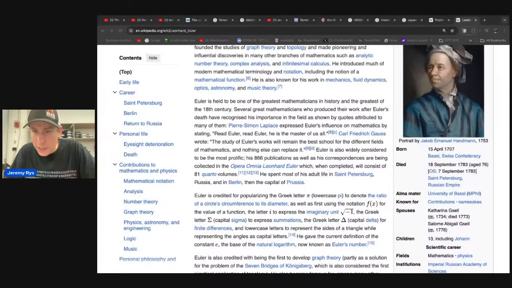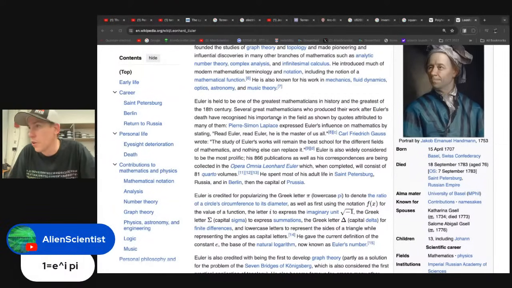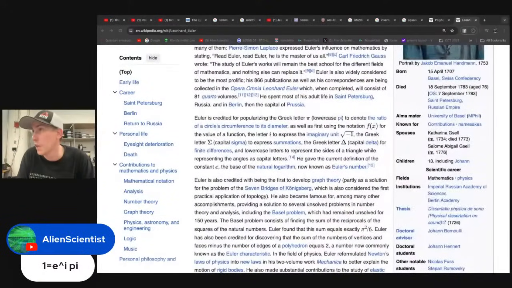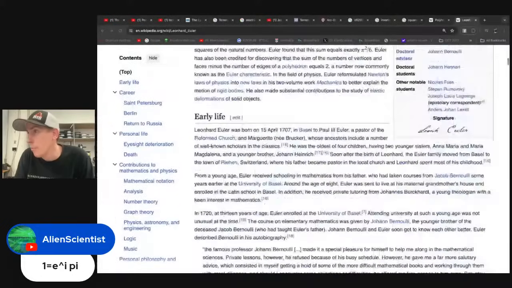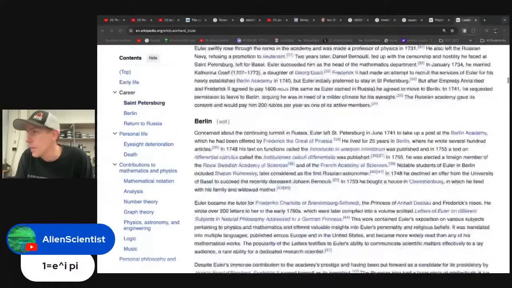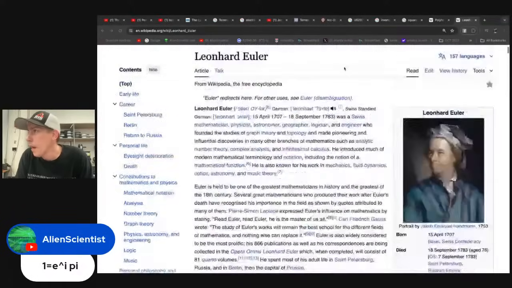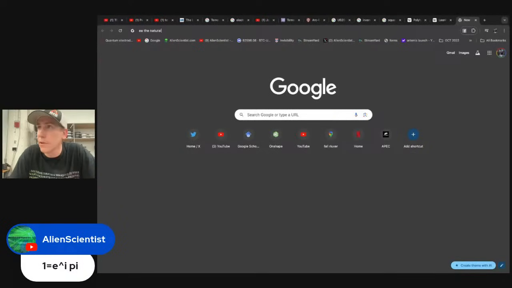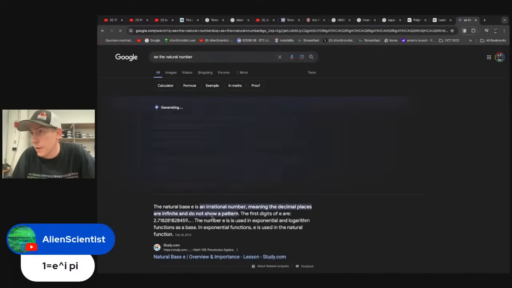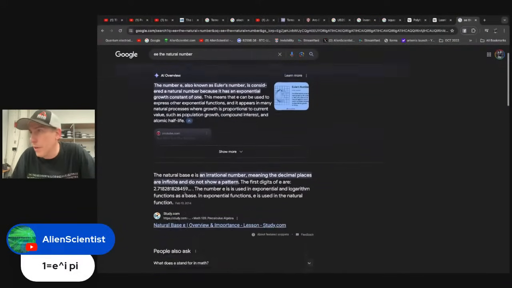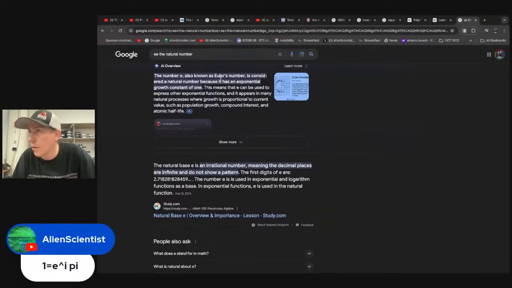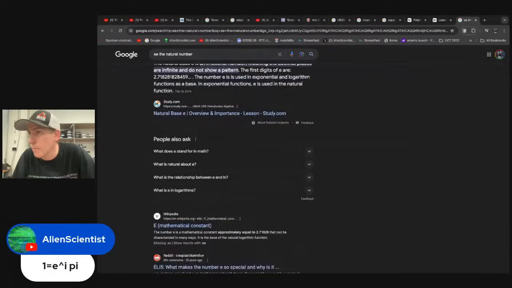So e to the i pi is a very interesting equation that Euler came up with, and he found this whole relationship hidden in this thing called e, this natural number that he figured out. I don't know if he came up with the natural number e, but let's talk about e. The awesome thing about e is that it's a pattern. Euler's number is considered the natural number, and it shows the exponential constant.